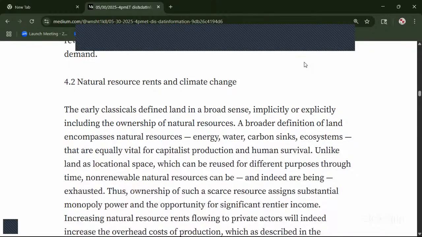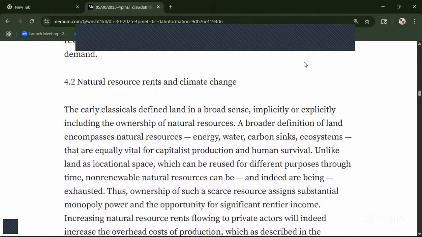4.2, natural resource rents and climate change. The early classicals defined land in a broad sense, implicitly or explicitly including the ownership of natural resources. A broader definition of land encompasses natural resources, energy, water, carbon sinks, and ecosystems that are equally vital for capitalist production and human survival.